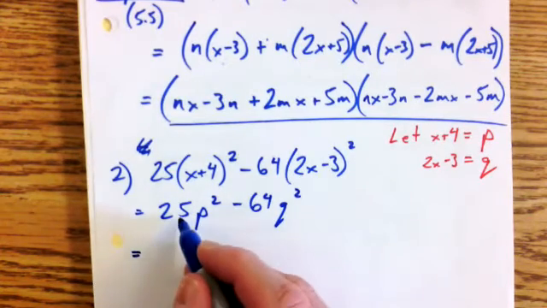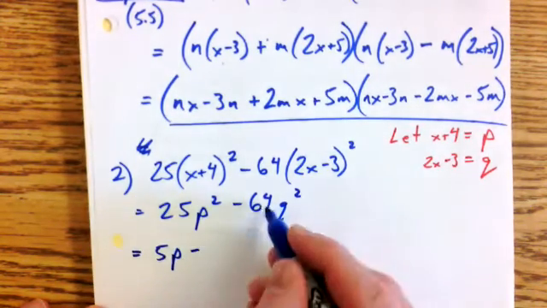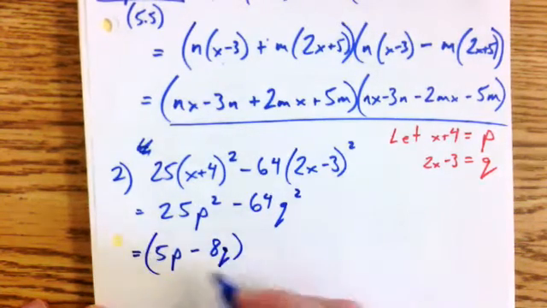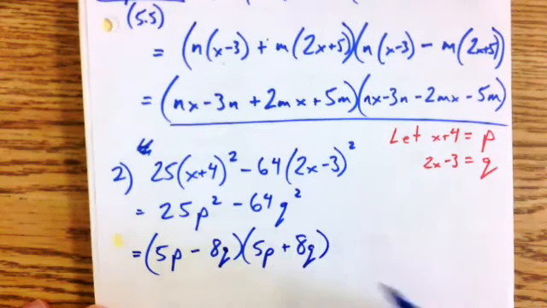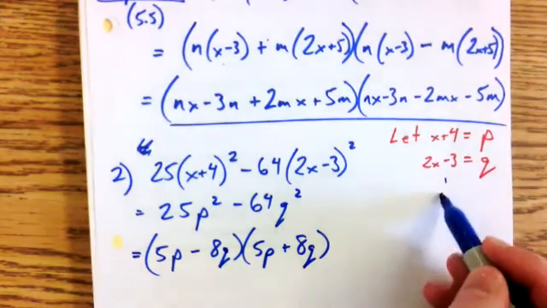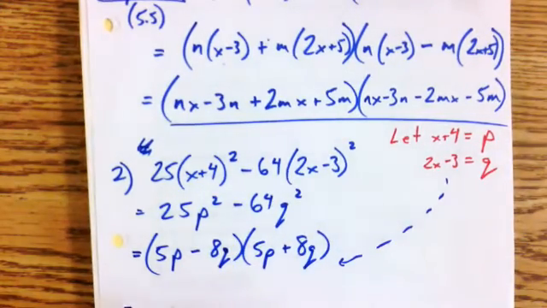We factor. The root of 25 is 5. The root of p squared is p. Minus the root of 64 is 8. The root of q squared is q. That's one side. The other side is 5p plus 8q. And then we bring these monsters over.